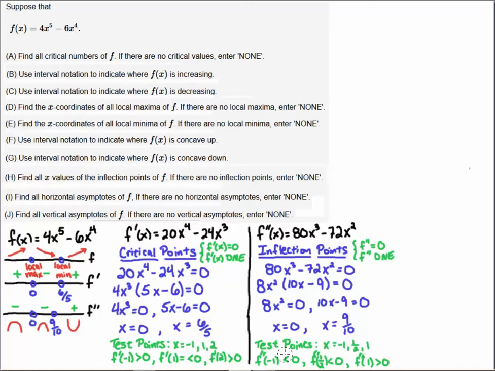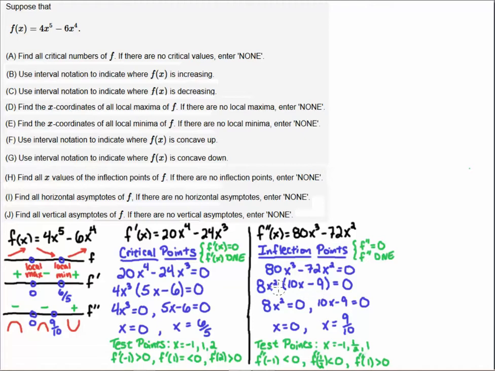Now look, if I plug just about any real number into 8x squared, I'm going to get a positive number. So again, I'll go back to the factored second derivative to do my analysis. If I plug -1 in, into 8x squared, I get a positive number. -1 into 10x minus 9 is going to give me a negative number, because minus 10 minus 9 is a negative number. So positive times negative gives us a negative on the sign chart here.